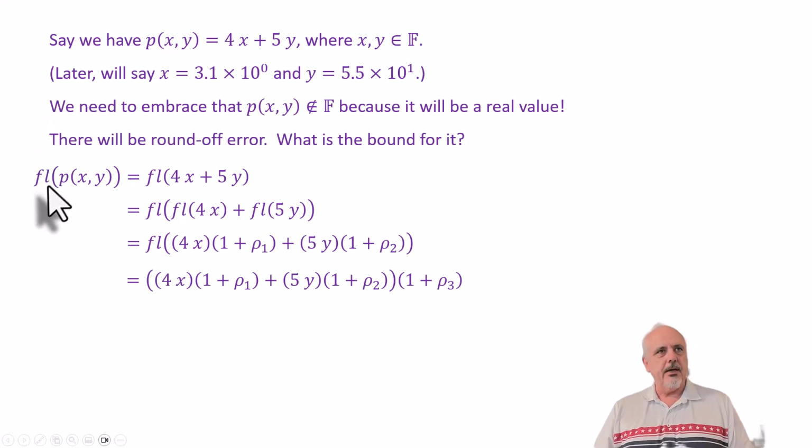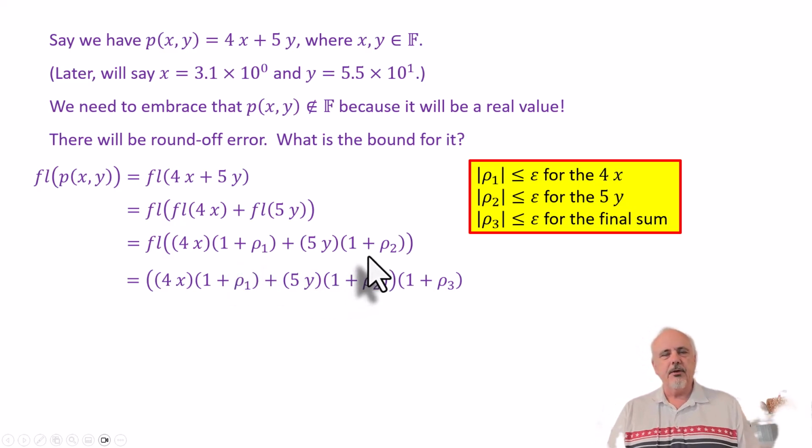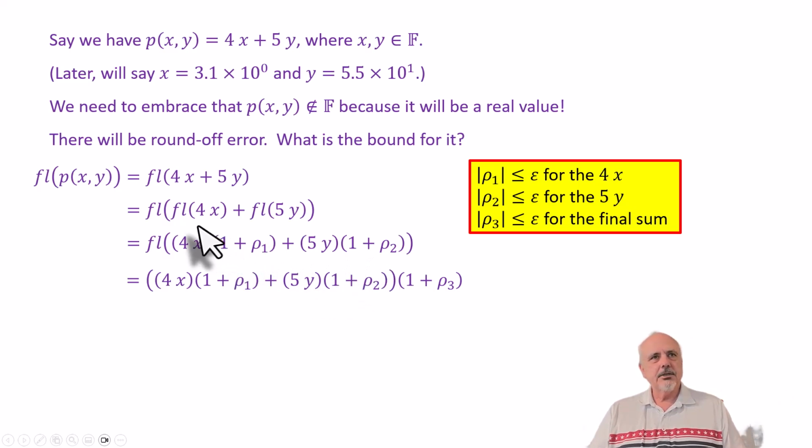Okay, so let's write it out. I have the float of my function, and I'm going to think about the sequence of things. The first thing I need to do is float that 4x, so I put that in. I need to float that 5y, so I put that in. And then I've got to float the sum of whatever I get. So I'm going to end up with 3 operations. The first one is for the 4x, the second one is for the 5y, and the third one is for the sum of the previous 2 terms. Okay, so look how I do it here. I know I've got to float the 4x.